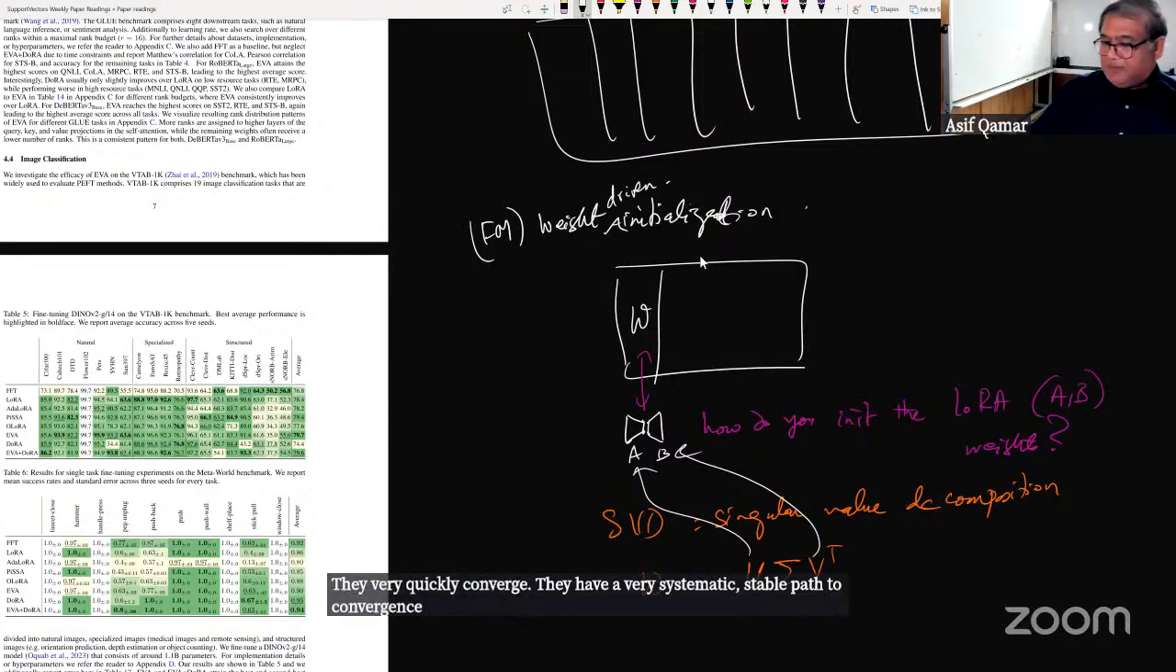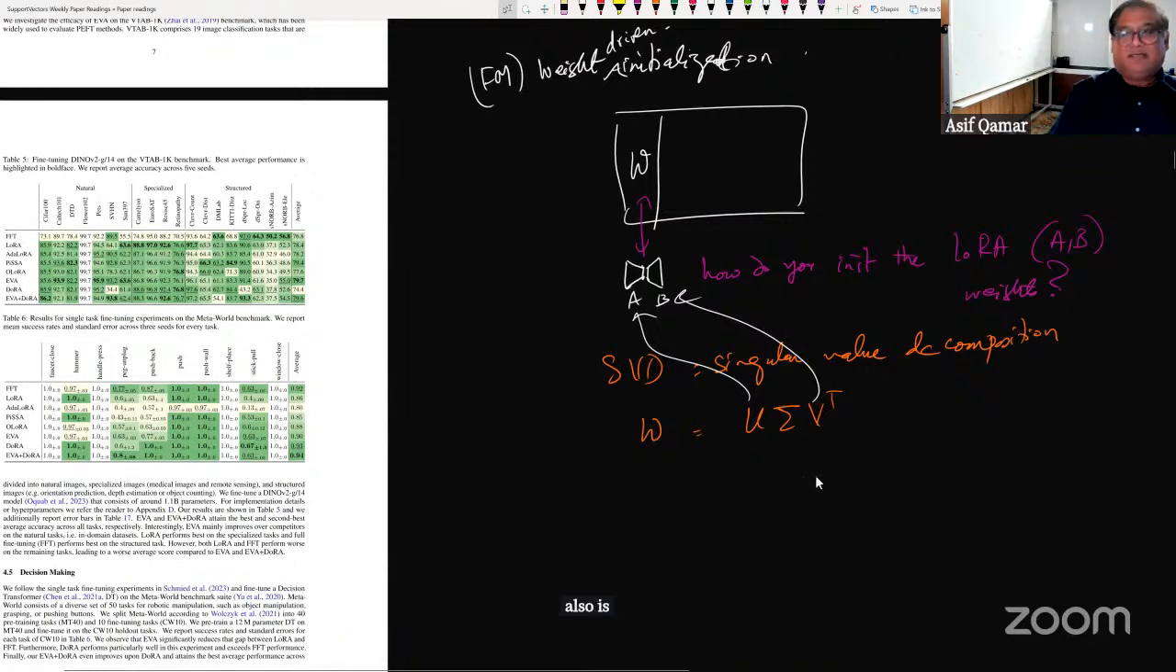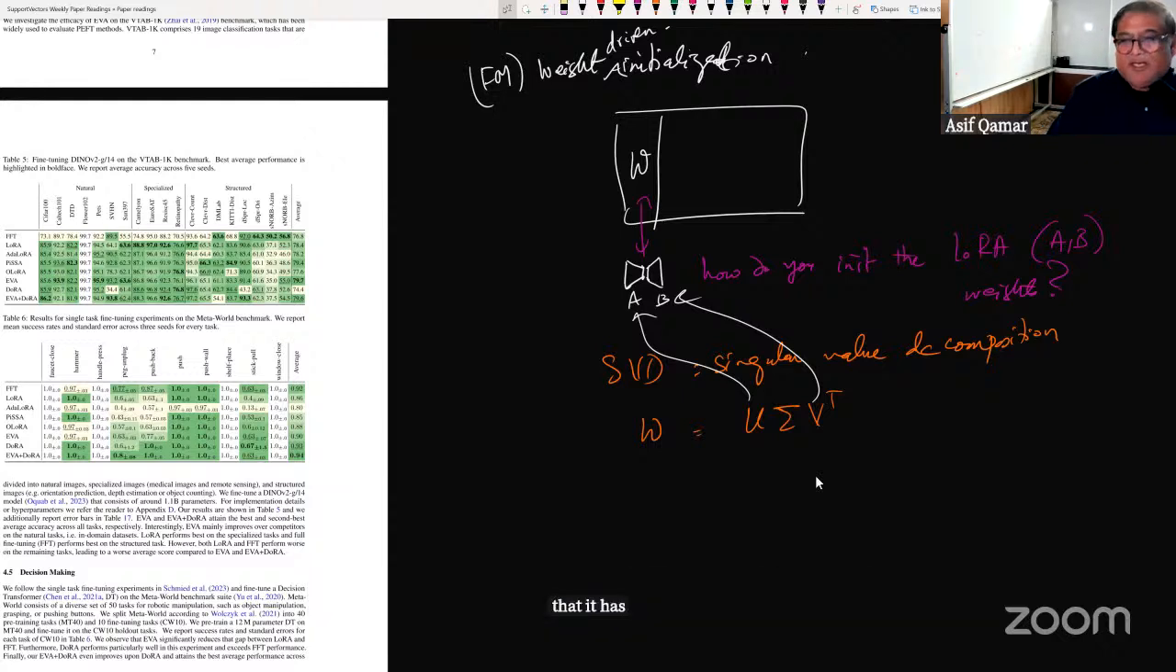And of course, what they observed also is that this weight-driven initialization with singular value decomposition also leads to a better performing LoRA. That it has higher performance. So that was one idea. The second idea is adaptive rank allocation, of which DoRA, I suppose, is a good example.